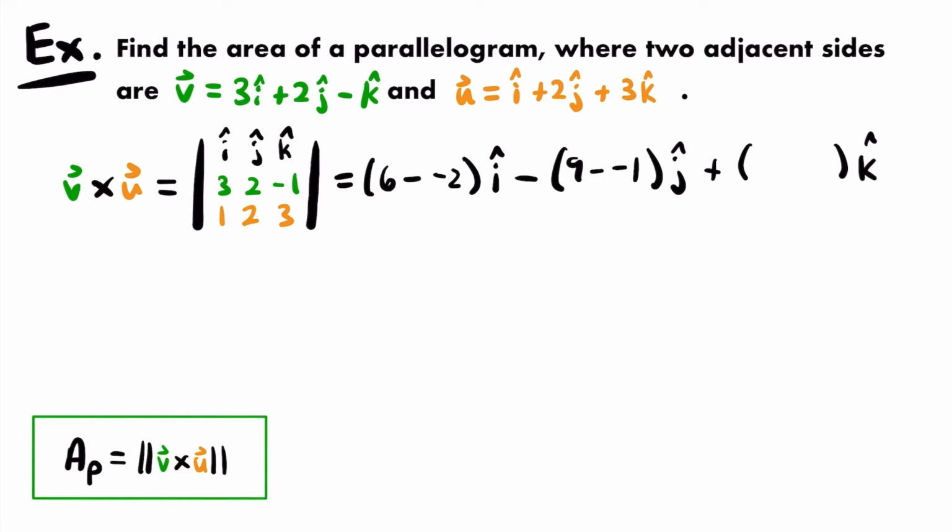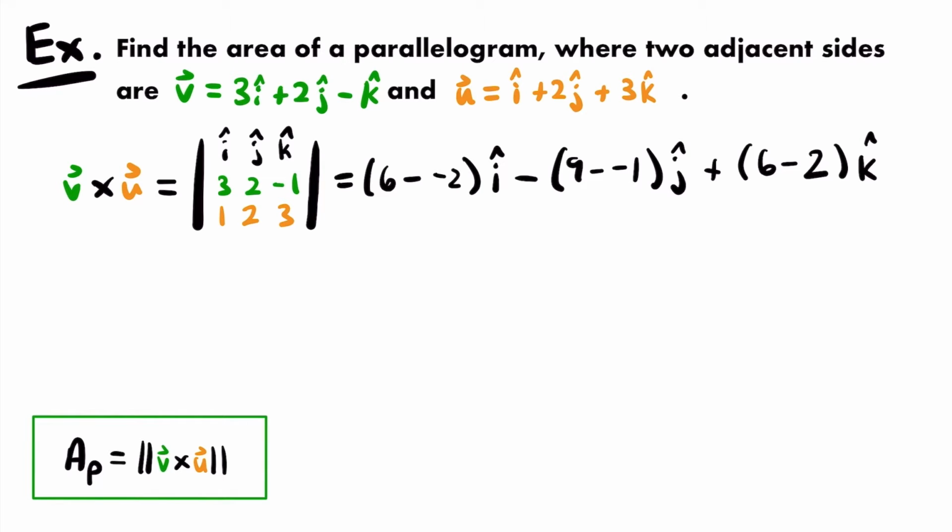And then for our last term, where we're multiplying by vector k, we're going to be looking at k in our matrix, and we're going to cross out the row and the column that it's located in, and then use the remaining four values to calculate another 2 by 2 determinant. So we'll have 3 times 2 minus 2 times 1. 3 times 2 is 6, and 2 times 1 is 2, so we have 6 minus 2.